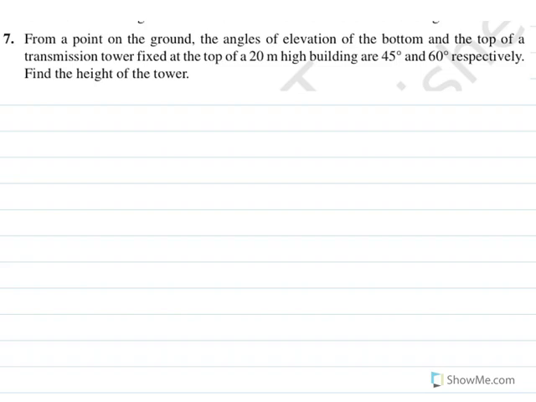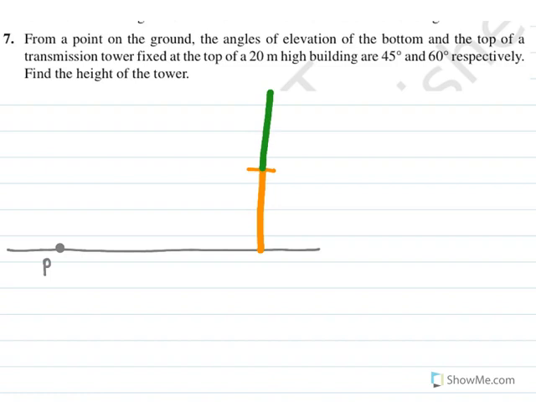From a point on the ground, let me draw one at a time. So we have the ground here. You need to draw the diagram as you're reading it. From a point on the ground, so here is the point, say P, on the ground. The angle of elevation of the bottom and top of a transmission tower fixed on the top of a building. So we have two things here. First we have a building, and on this building is fixed a transmission tower. So till here is a building, this is the end of the building, and over that is a transmission tower.